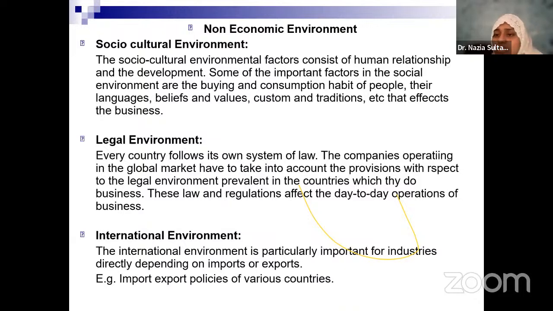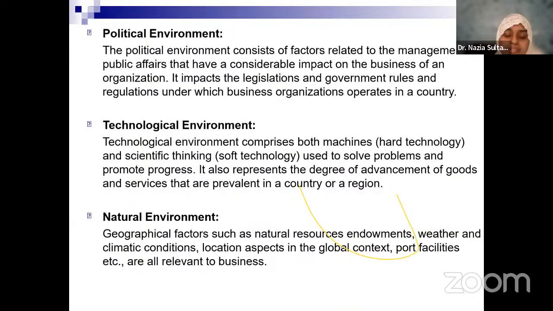Then the international environment: what kind of international relations you have with other countries, and in what way imports and exports take place. So you're basically talking about the EXIM policies of a country, and what kind of international relations there are between countries of the world. That also has an impact on business. These are all non-economic environments. Political also, as I was telling, is people in power who are influencing businesses.